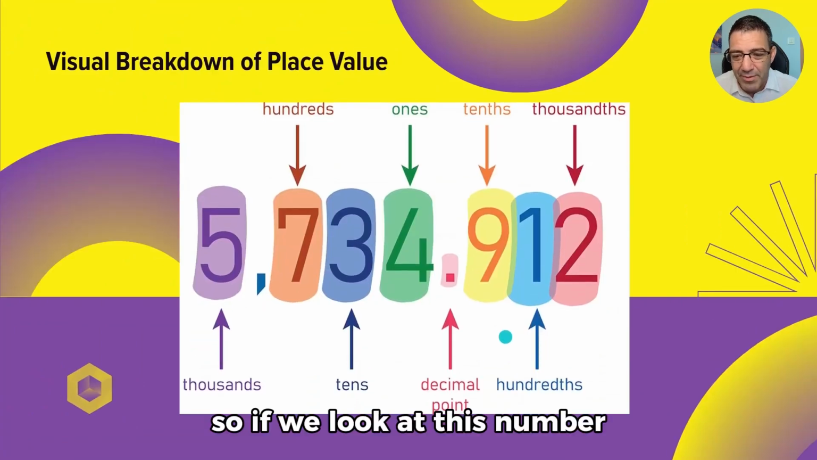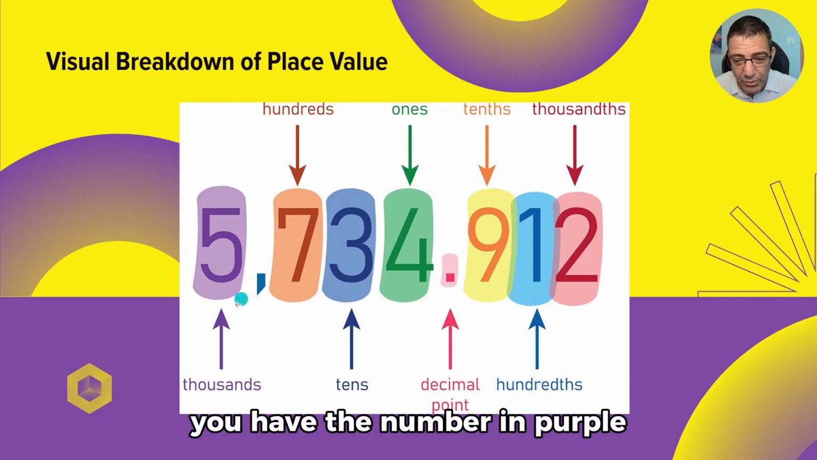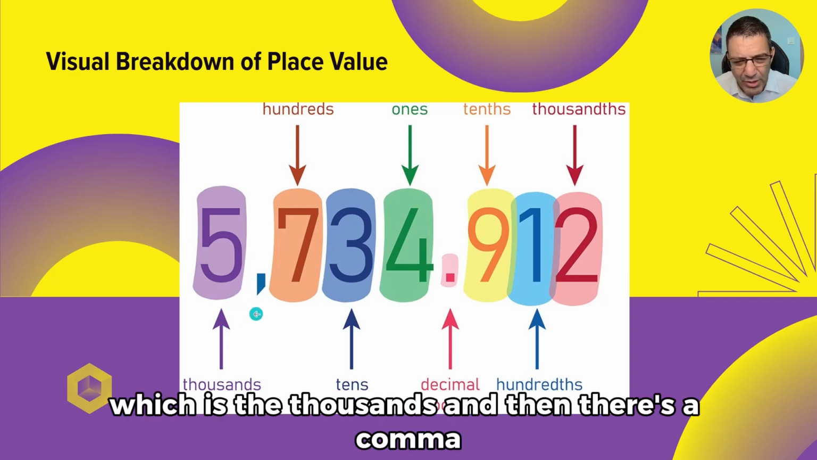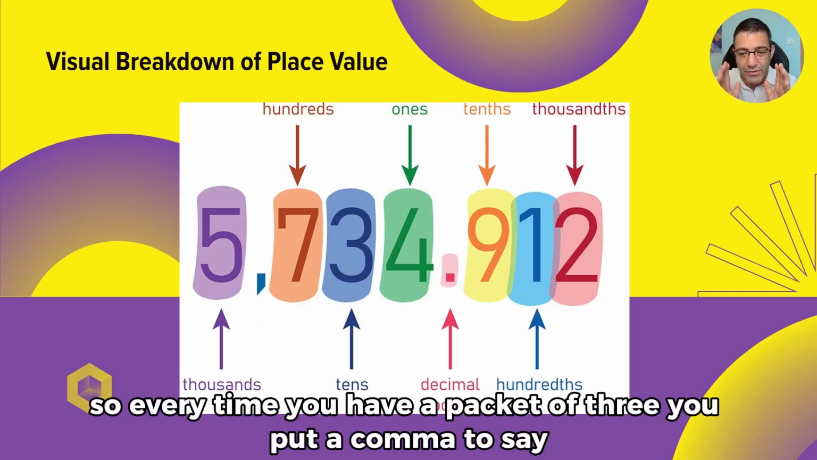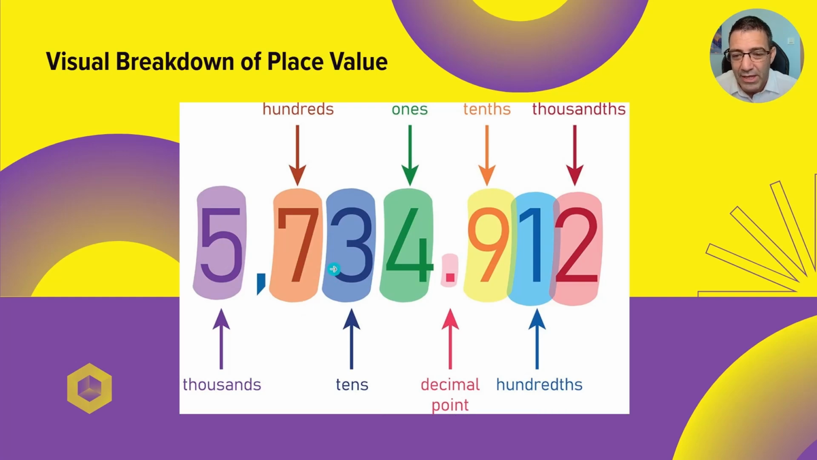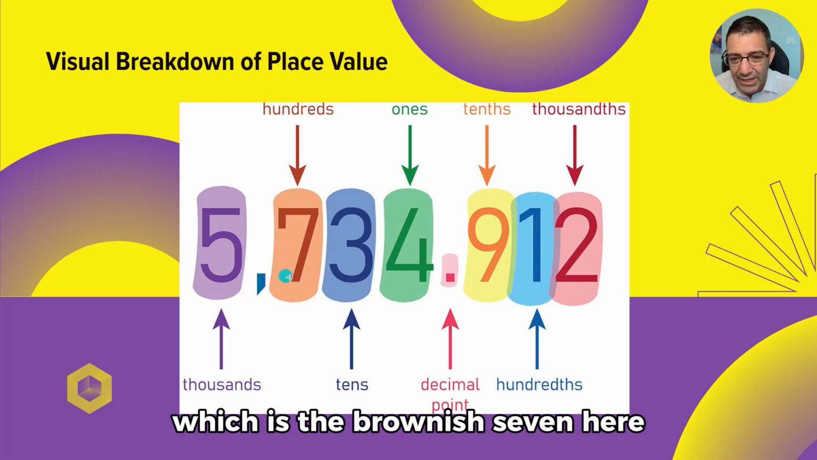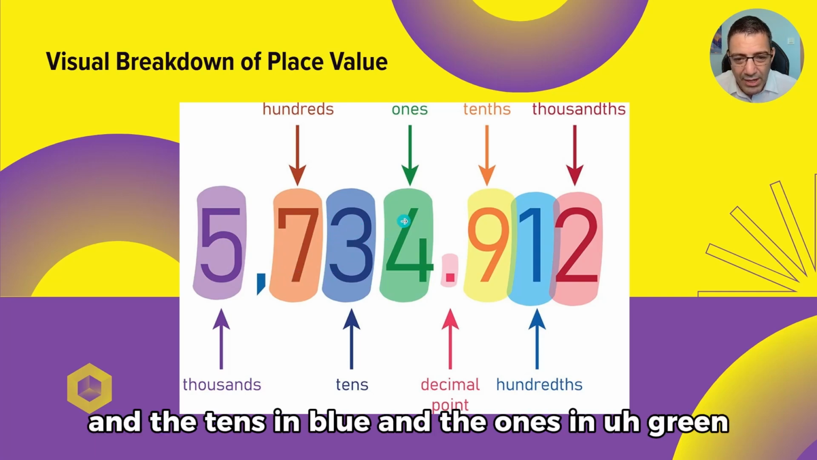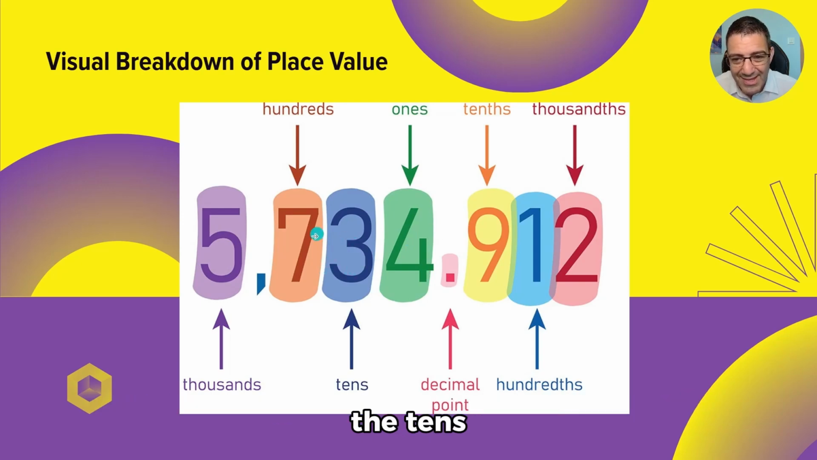So if we look at this number, here's a visual breakdown of place value. You have the number in purple, which is the thousands, and then there's a comma. Usually we put a comma between every packet of 3. So every time you have a packet of 3, you put a comma to say, I know that this is a packet of 3. And then here you have the hundreds, which is the brownish 7 here, and the tens in blue and the ones in green. And this is a packet of 3. So we've completed our packet of 3 with the ones, the tens, the hundreds.